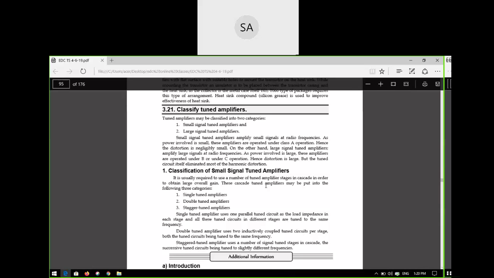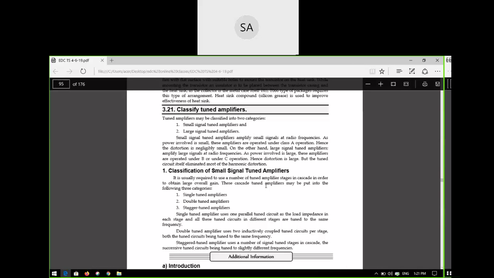That means only one tank circuit or one tuned circuit is used as a load in the case of a single tuned amplifier. In a double tuned amplifier, we are using L and C components, and two LC circuits or two tuned circuits or two tank circuits are used as a load. And in the staggered tuned, you can change the frequency range by changing the L value or C value. Most of the times the capacitor value changes.